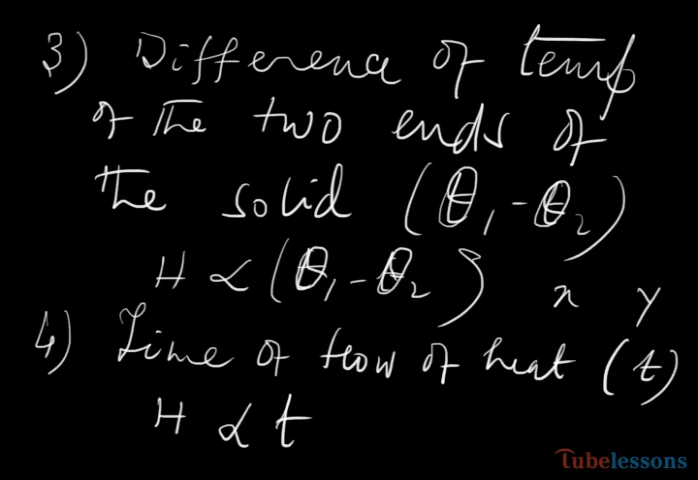Moreover, the nature of the material of the conductor is one of the factors, and that is conductivity, the factor on which the quantity of heat flow through the solid depends, because every material has a different conductivity. The more the capacity of conduction, the more the conductivity, and the more the resistance, the more the resistivity. And resistivity we will discuss in the chapter of current electricity.